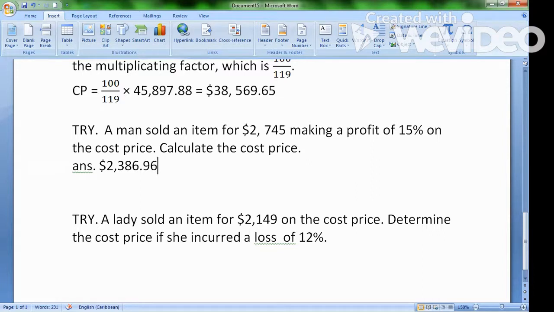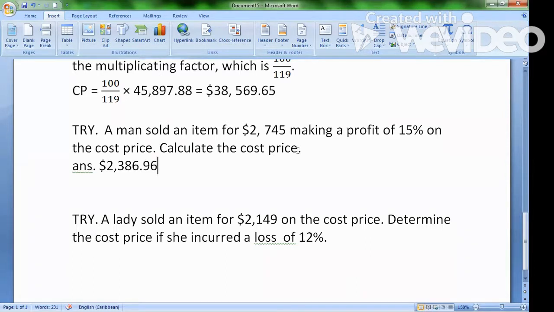No, that's not correct. Anybody else? You know why it's not correct? Is it the answer where you get more than the selling price? Yes. It's more than the selling price. So when you worked it out, what did you get?